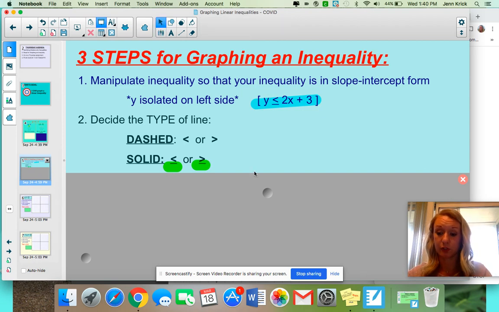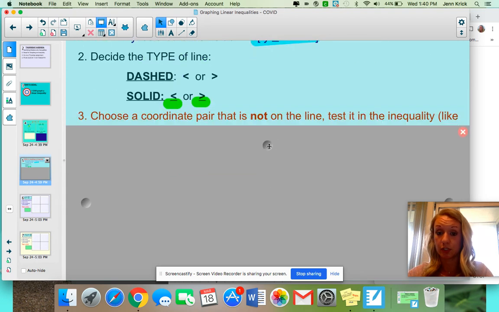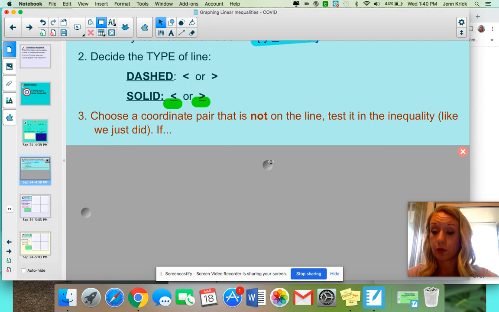All right, so we've got the 2 points plotted. You figured out what line you're using. Now you need to figure out how to shade. So here's what you're going to do. You are going to choose a coordinate pair that is not on the line. That's going to be your tester pair.